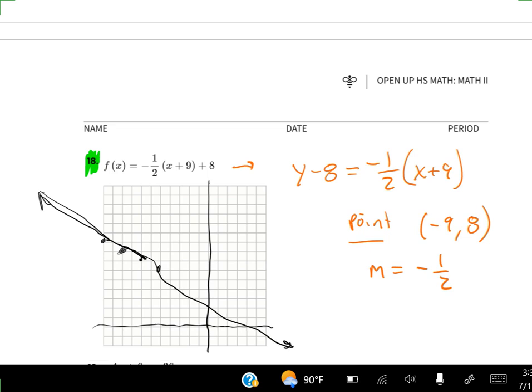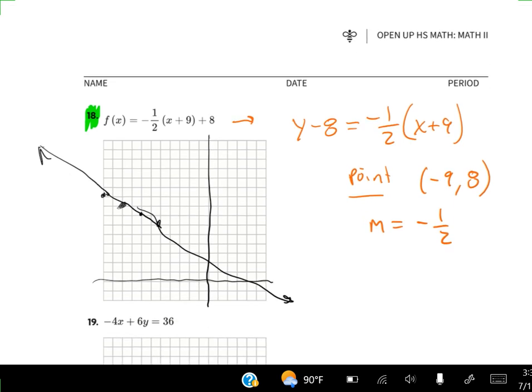So once again, notice that I didn't spend a whole lot of time, or any time really, trying to identify where the x and y intercepts were, because they're not targeted in this part of the problem. We're just sketching the line.